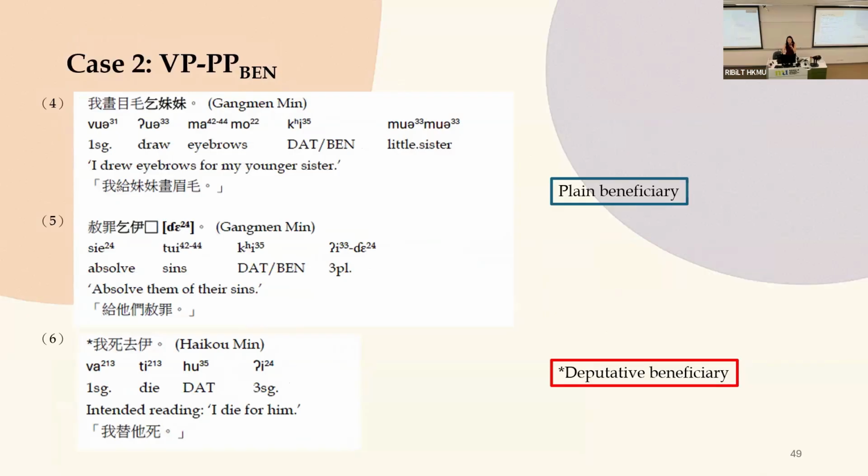So, "I draw eyebrows for my younger sister." My younger sister received a new pair of eyebrows, or the act of someone drawing eyebrows for them, or "I absolve them for their sins." So they receive absolution of sins. Okay.